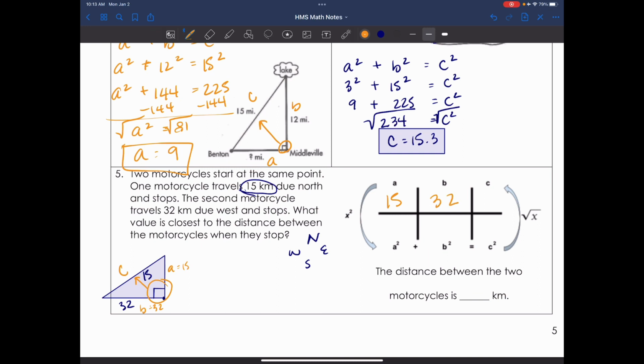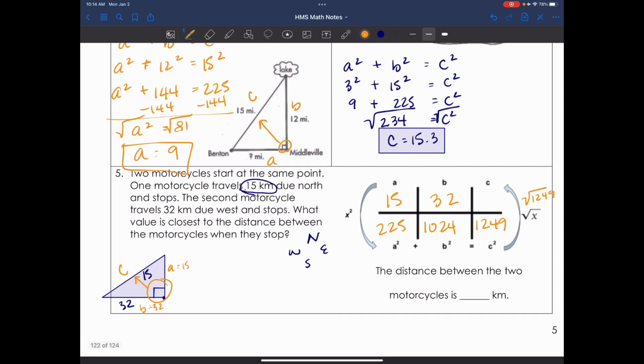B is 32. C, I don't know yet. I know 15 squared is 225. 32 squared is a big number, 1,024. Then I'm going to add those 2 together to get 1,249. Then I'm going to find the square root of 1,249 using my calculator to get approximately 35.3. So the distance between the 2 motorcycles is 35.3 kilometers.